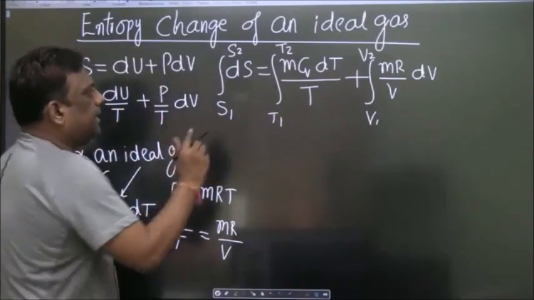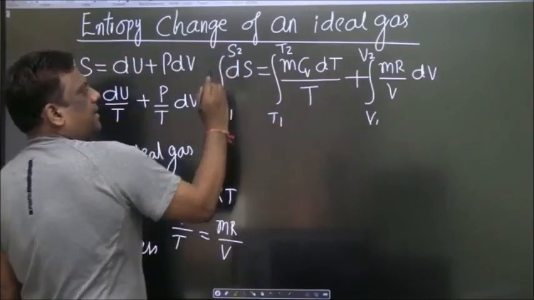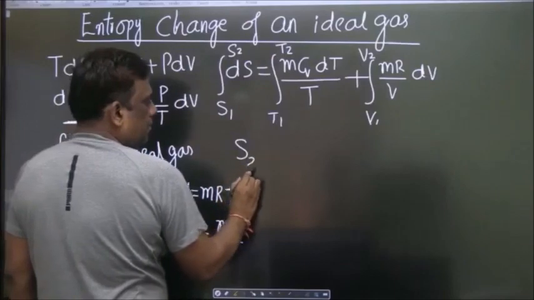Okay. What is integral dS? Integral dS means upper limit minus lower limit: S2 minus S1.